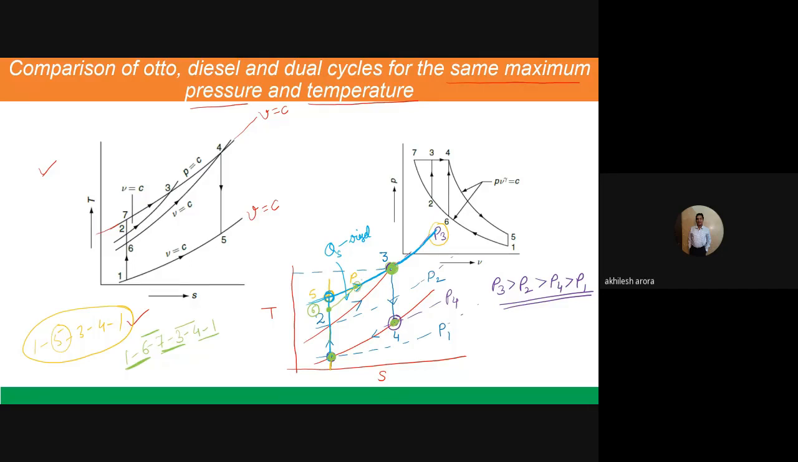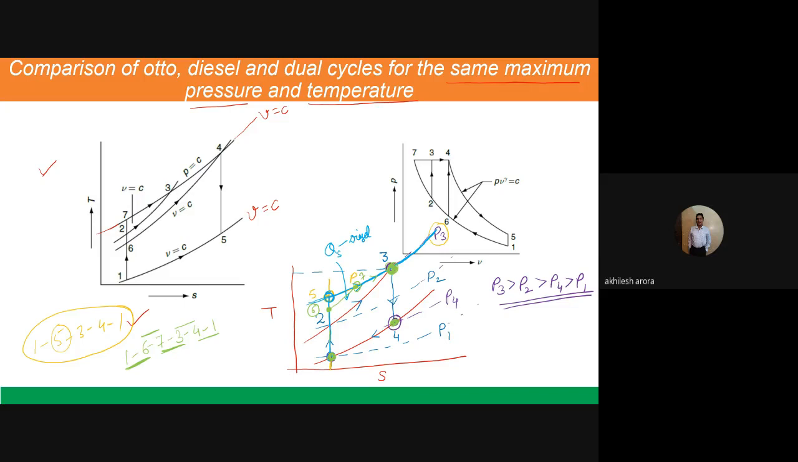So you can try to understand why I have chosen point number 6 to be in between 2 and 5, because it has to follow a constant volume process, the constant volume heat addition, heat supply in case of dual cycle. And then from 7 to 3, it is a constant pressure heat supply, because the heat supply in case of dual cycle is at first at constant volume and then secondly at constant pressure. Point number 3 is already fixed, so point number 7 has to lie on the line 3 to 5.